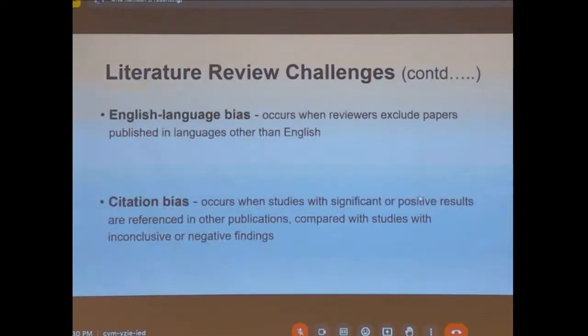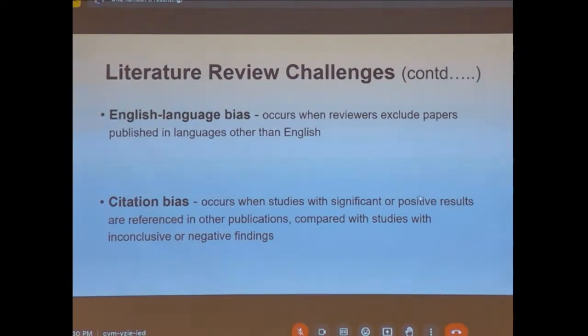Other than this, you may also have English language bias and citation bias. English language bias occurs when reviewers exclude papers published in vernacular languages other than English. And citation bias occurs when studies with significant positive results are referred to in other publications compared with studies with inconclusive or negative findings. That is known as citation bias.